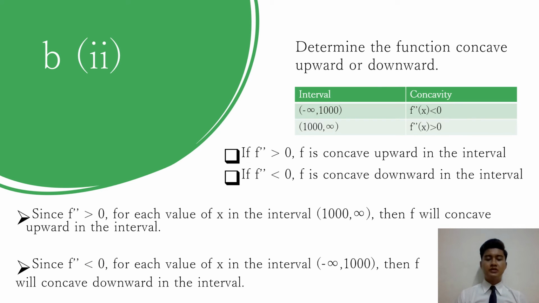So from the previous slide, we can see that for negative infinity to 1000, we get the concavity of f double prime x less than 0, and for the second interval, we get f double prime x more than 0. If f double prime x is more than 0, it is concave upward in the interval, and for f double prime x less than 0, the function will be concave downward in the interval. Since f double prime x is more than 0 for each value of x in the interval 1000 to infinity, it will be concave upward in the interval. And since f double prime x is less than 0 for each value of x in the interval of negative infinity to 1000, then f will be concave downward in the interval.